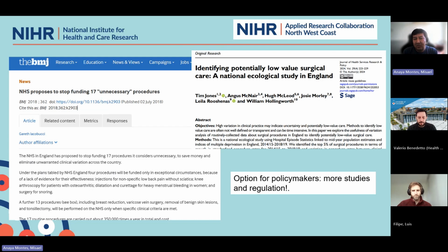And then what is happening as a response to this phenomenon is that they are doing more research on identifying possible unnecessary surgeries. So the options for policymakers are more studies and regulation, which is another branch of economics which could be explored in other types of literature. And then over to you, Luis, so you can explain a bit more what other options we can have.